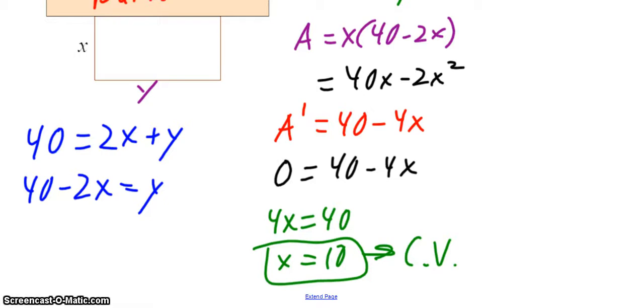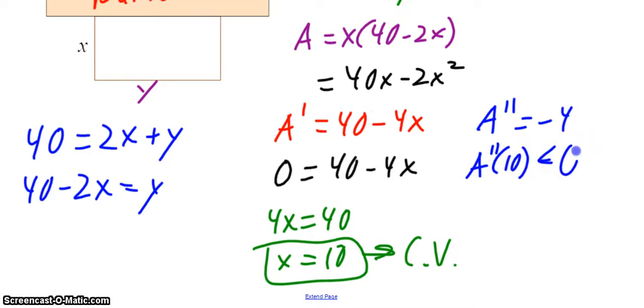So in order to do that, we can do the second derivative test, or we can do our increasing and decreasing chart for the first derivative. Here, because the second derivative is very, very simple, I'm going to do the second derivative test. So the second derivative is -4. So since then A double prime of 10 is less than 0, I know that this is going to be a maximum.